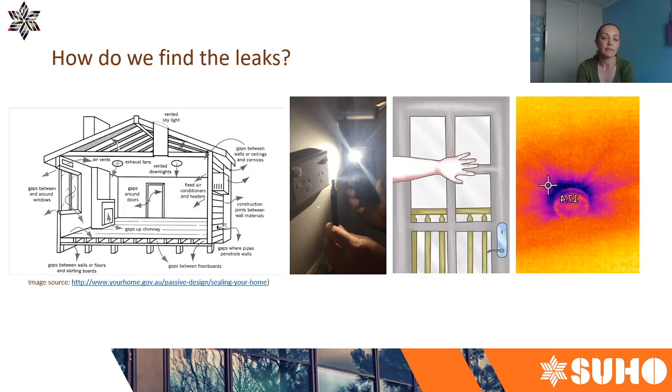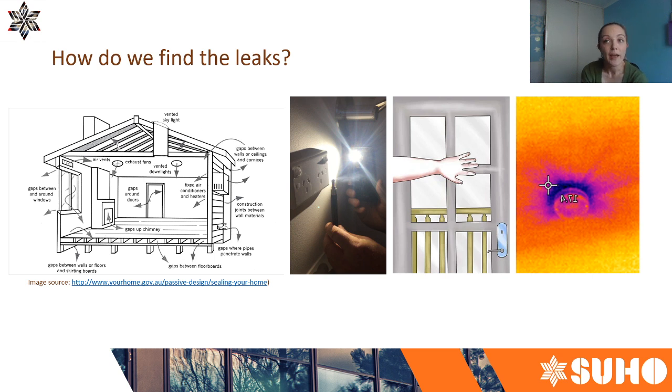Finding the leaks is quite simple. When the house is under negative pressure, the air from outside is actually sucked into the building through all the gaps and cracks that shouldn't be there. You can see this image on the left, which is also from the Your Home website. These are the typical places in a home or even in a commercial building where air gets in.